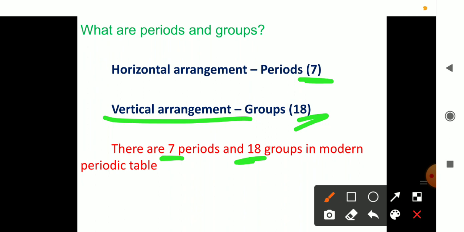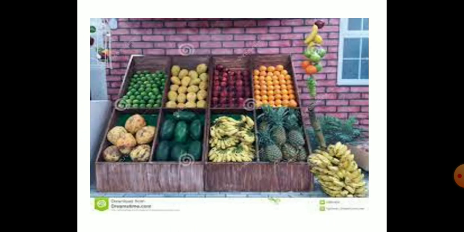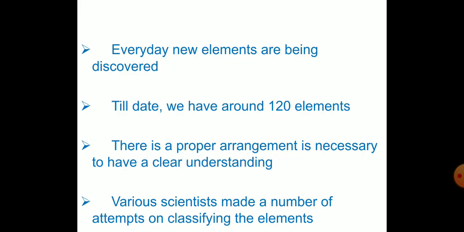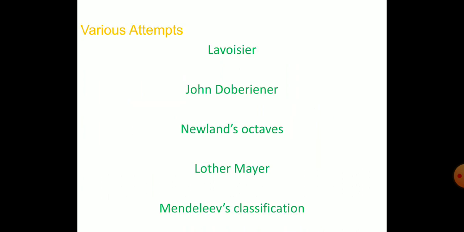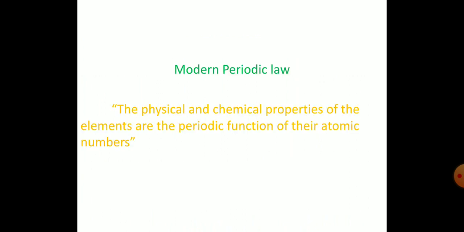Dear students, in the coming videos let us study in detail about the periods and about the groups. In this video, what are the things we have seen? Firstly, we have seen various elements, their arrangements, the necessity of creating the modern periodic table, and the various attempts made by different scientists, and the modern periodic law. It was created by Henry Moseley. What is modern periodic law? The physical and chemical properties of the elements are the periodic function of their atomic numbers.